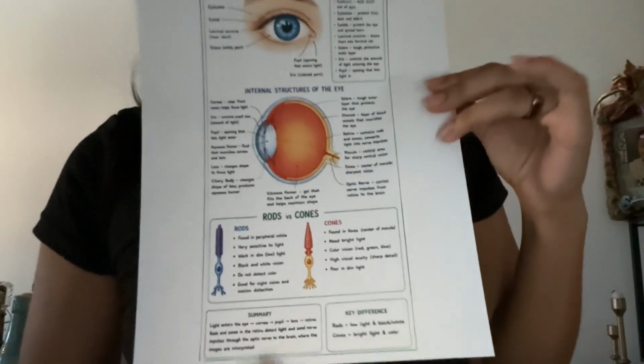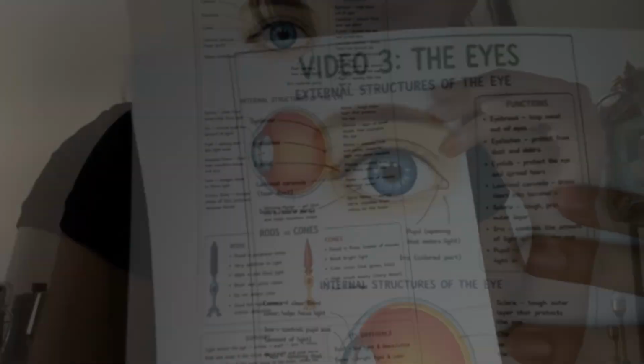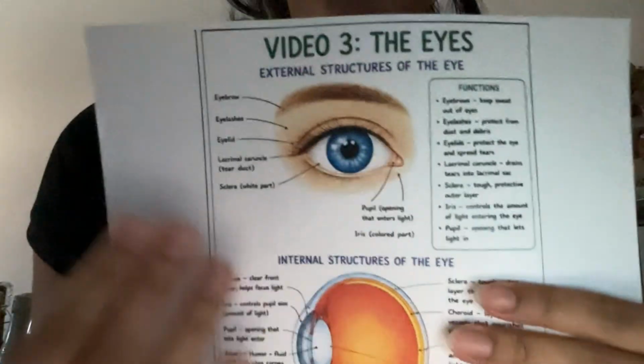Today we're going to be talking about the eyes, a little bit about the external and internal structure of the eye, and then compare the rods and the cones. So first, let's start with the external eye.